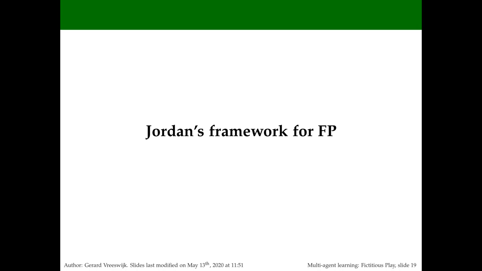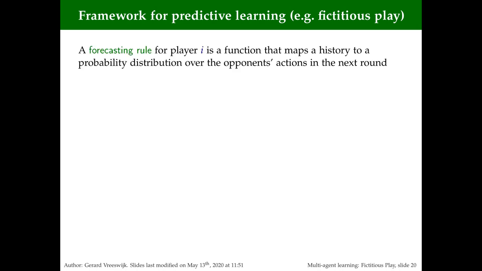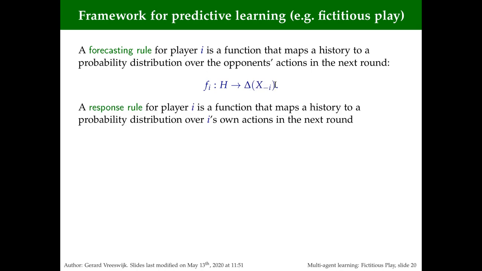In order to understand, we'll follow closely Peyton Young's chapter on fictitious play, in which he, in turn, follows closely Jordan's framework for fictitious play. It's called the Framework for Predictive Learning. A forecasting rule for a certain player is a function that maps a history to a probability distribution over the opponents' actions in the next round. So here, this is the set of all histories, and this is the set of all counter action profiles, and you can have a probability distribution over the set of all counteraction profiles. And then a response rule for a certain player is a function that maps a history to a probability distribution over that player's own action in the next round.